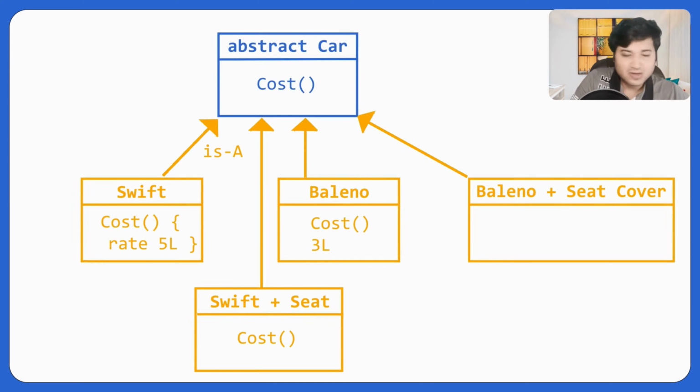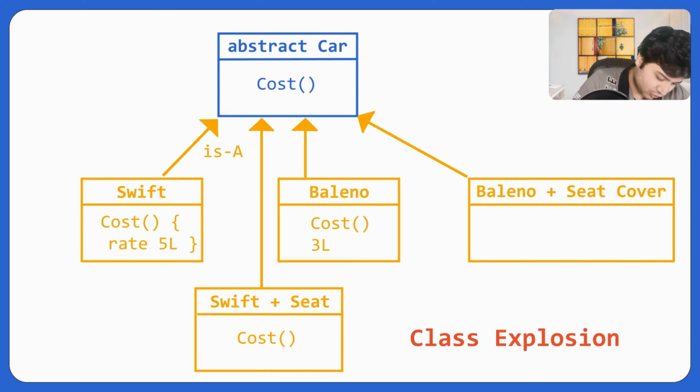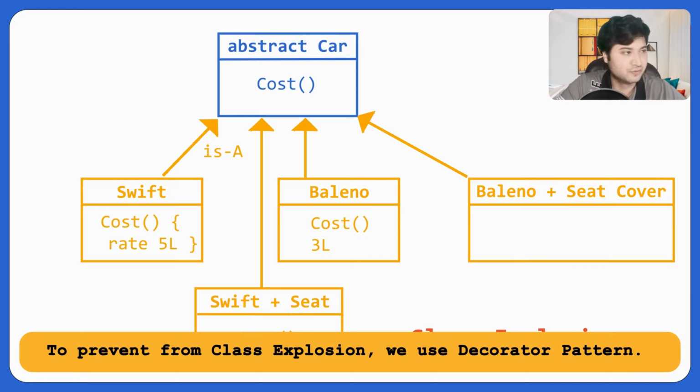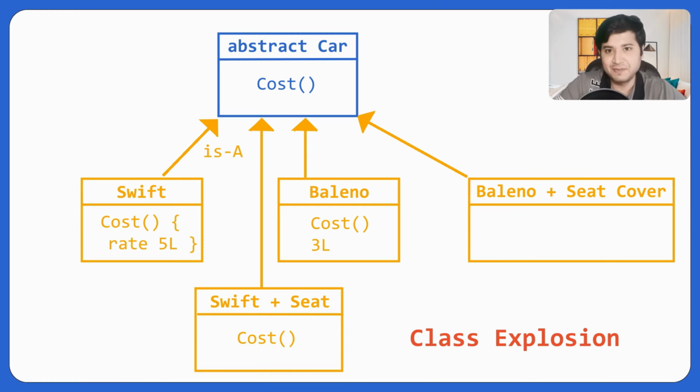Which would be looking like really bad code, right? If you see, this would be really bad. And this is called class explosion. To prevent class explosion, we use the decorator pattern. Okay, so let's see what the decorator pattern is.